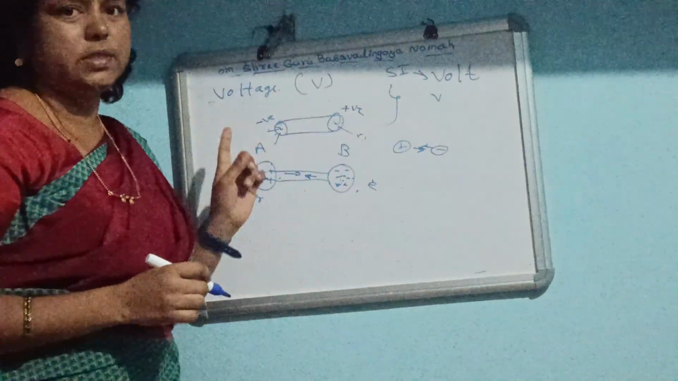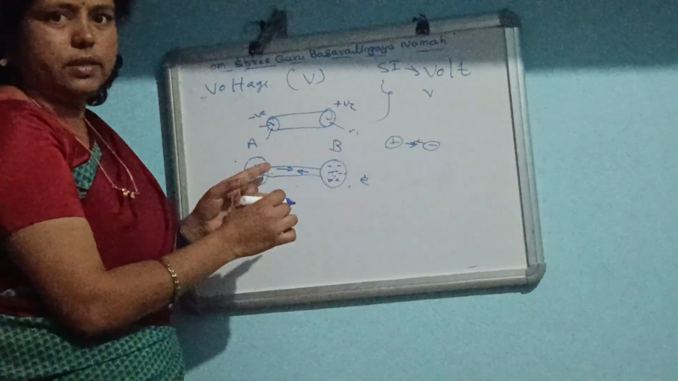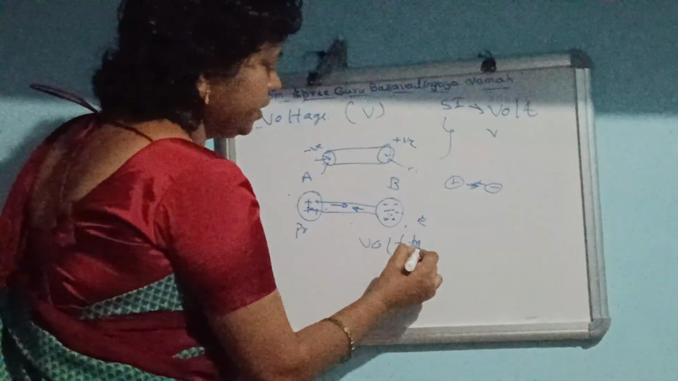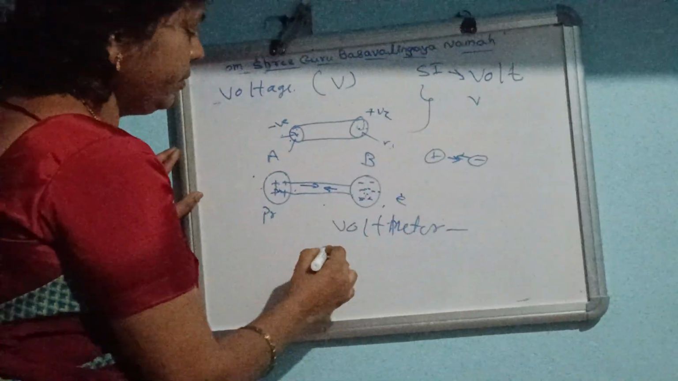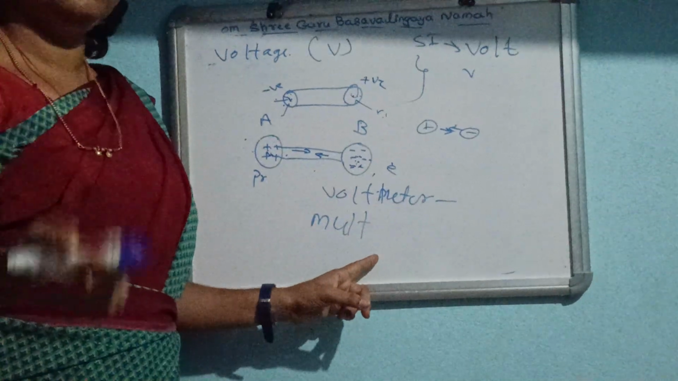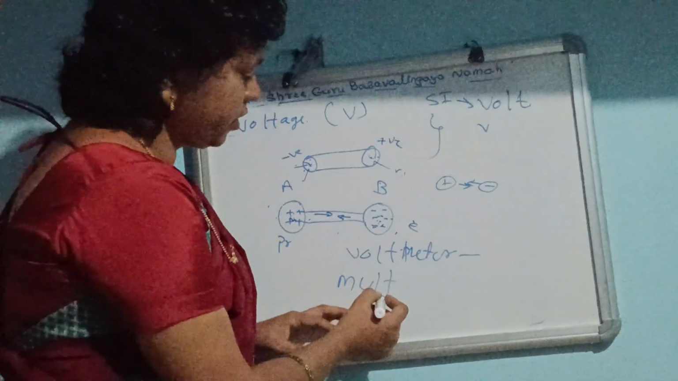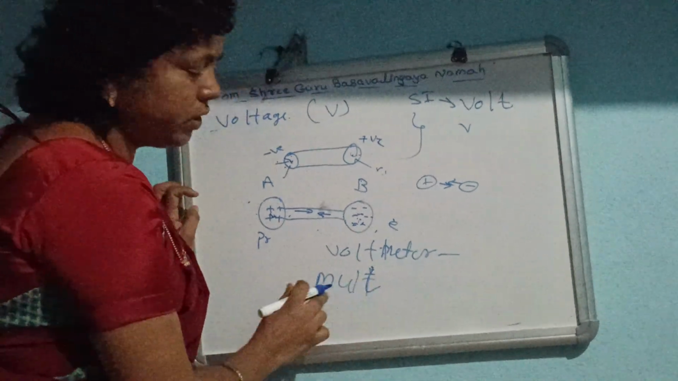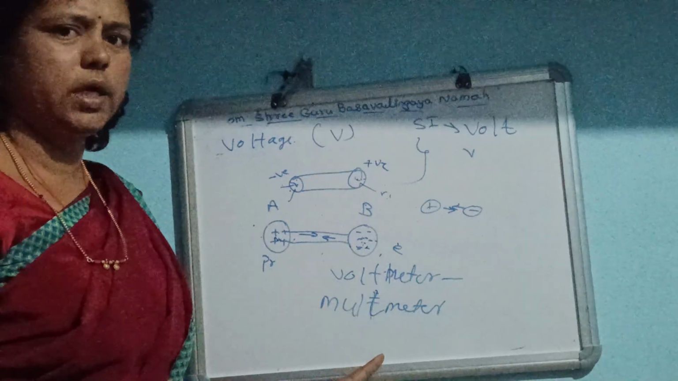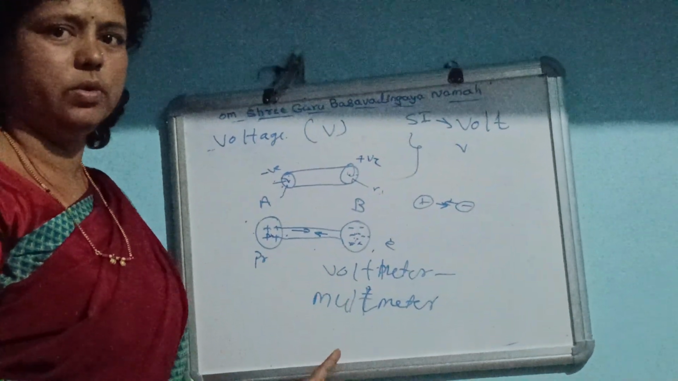With the help of a voltmeter we can measure how much voltage exists at the ends of the conductor. A voltmeter or multimeter, as its name indicates, measures more than one physical quantity, like current, voltage, resistance, inductance. So many physical quantities can be measured with the help of a multimeter.